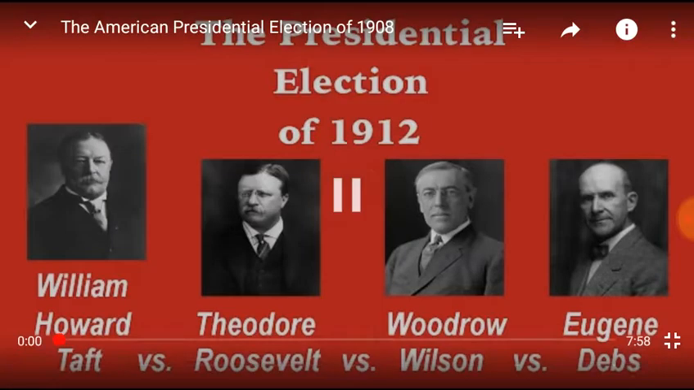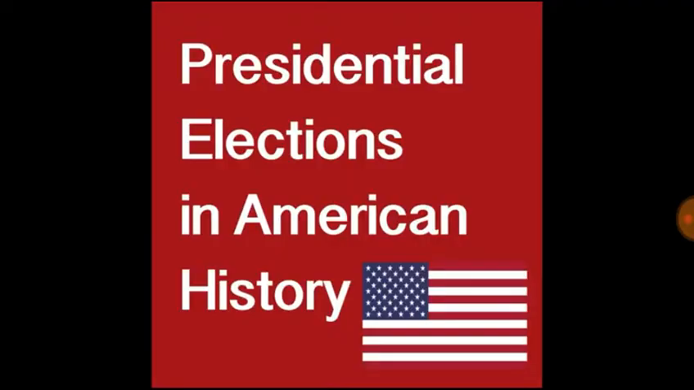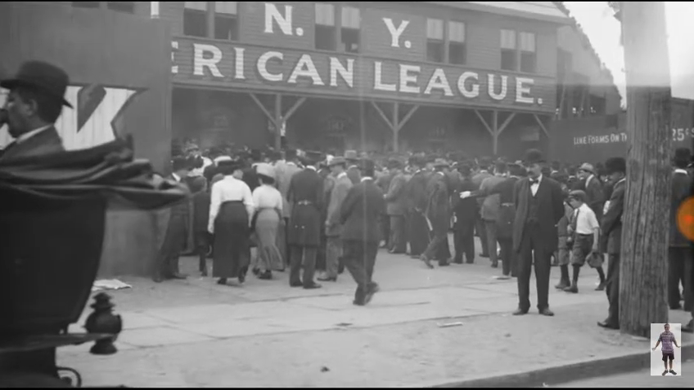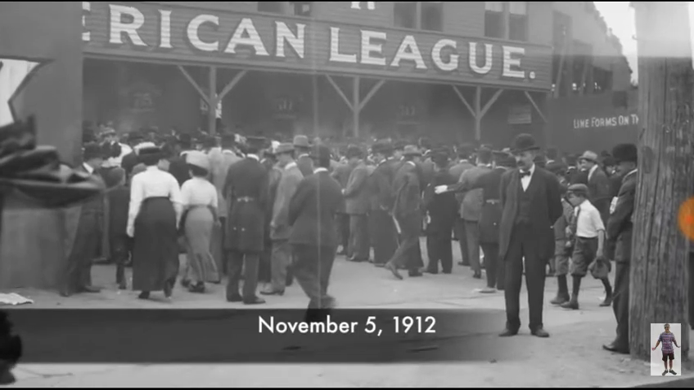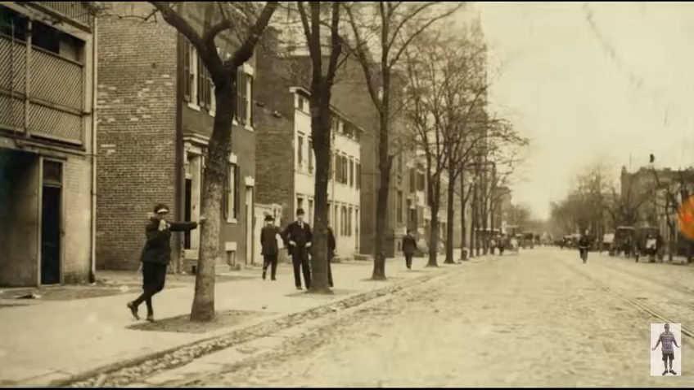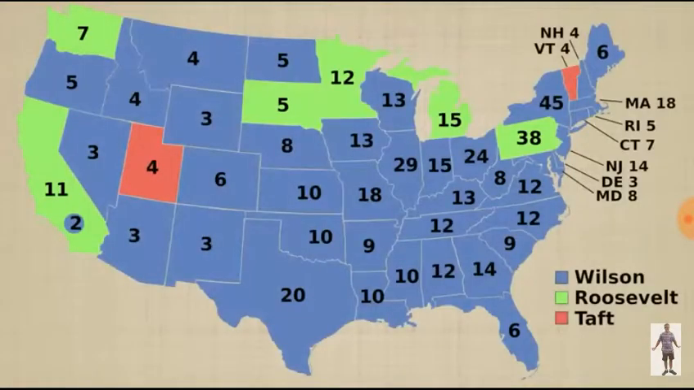Here we go. Mr. Beat presents Presidential Elections in American History. The 32nd presidential election in American history took place on November 5th, 1912. Oh yeah, this was the election that was completely and utterly messed up. It was weird, man. Really weird. How weird? Well, look at that electoral map, for crying out loud. What the heck is that?